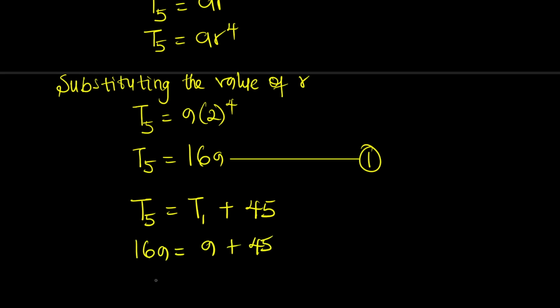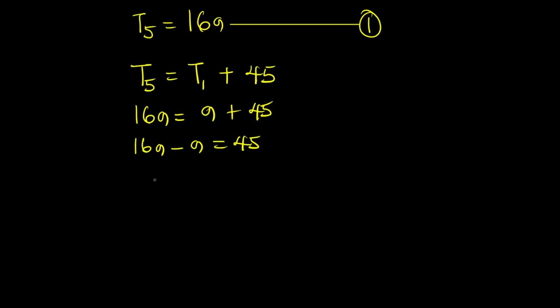From here, we are going to collect like terms, and this is going to yield 16A minus A, which is equal to 45. Proceeding further, we are going to have that our 15A will be equal to 45. If we divide both sides by 15, we are going to have that our A will be equal to 3.